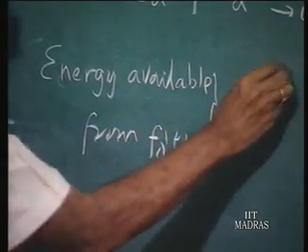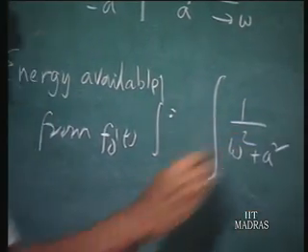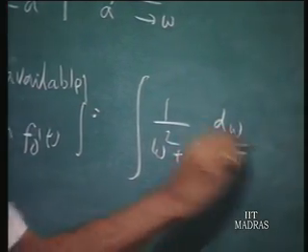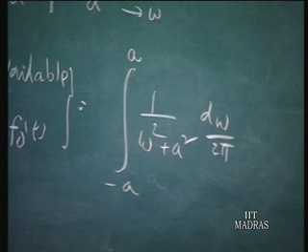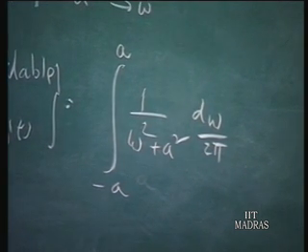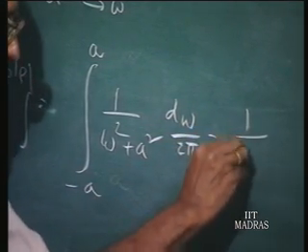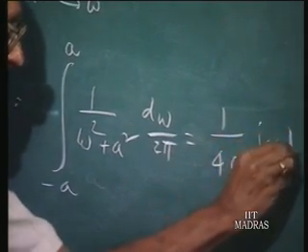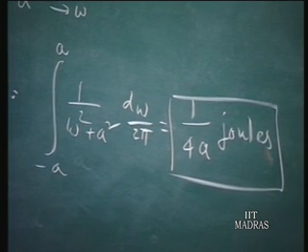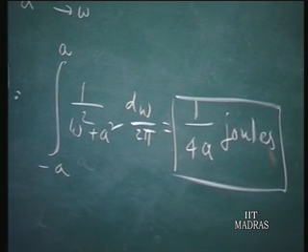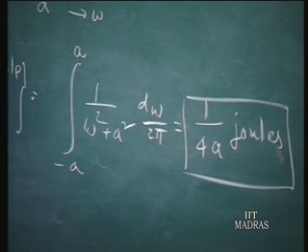equals the integral of 1 over omega squared plus a squared, that is the energy density, times d omega over 2 pi. The integral now is from minus a to plus a instead of from minus infinity to plus infinity, and then by making use of the standard substitution that omega equals a tan theta, this can be shown to be 1 over 4a joules. It means that out of the total energy available from the input signal f of t, which is 1 over 2a joules, 1/2 of that energy resides in the frequency band omega from minus a to plus a.